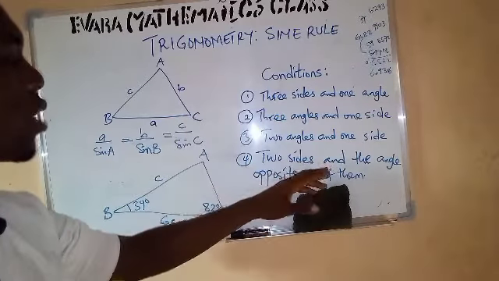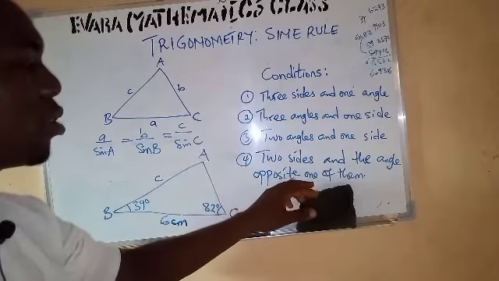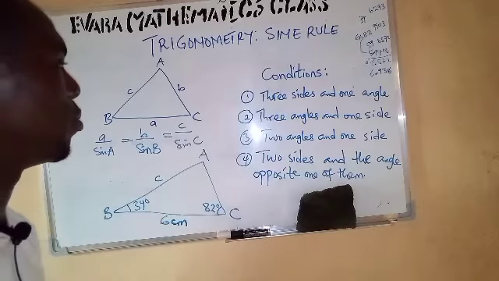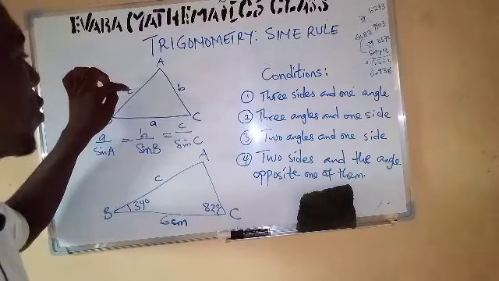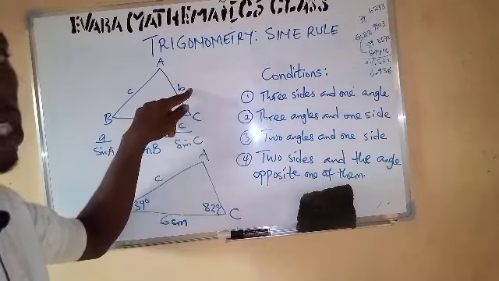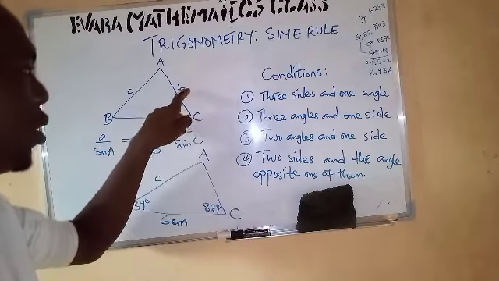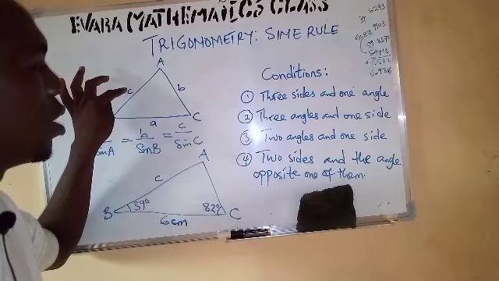When you are given two sides and the angle opposite to one of them, you have two sides, like you have side c and side b in the question. You are given the value of b and you are given the value of c.